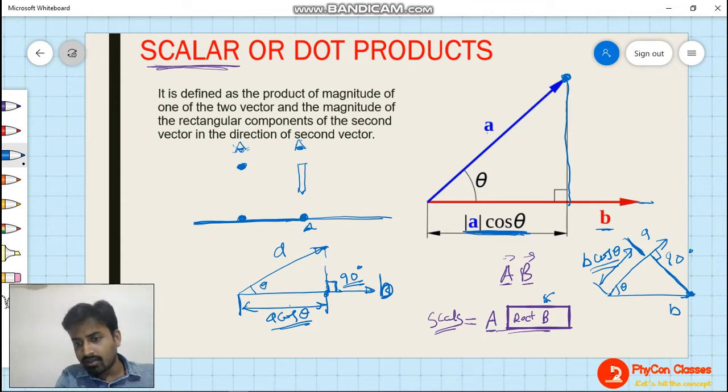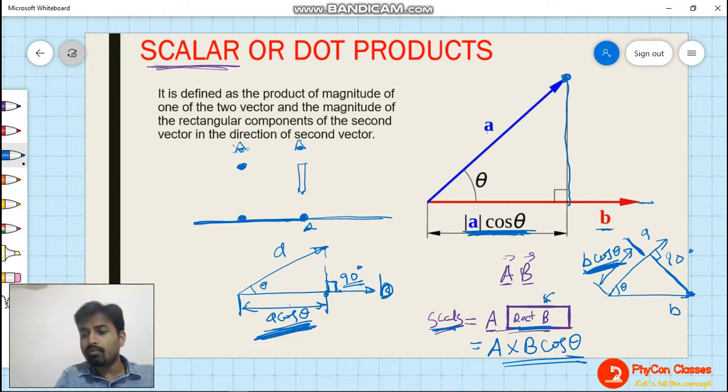Clear? So here this scalar product is going to be the magnitude of one of the vectors multiplied with the rectangular component of another vector. So that rectangular component is always coming out to be cos theta. The magnitude multiplied with cos theta. So this will be B cos theta. Understand? So in both ways we can write the formula. So this A dot B, I'll just write the formula somewhere. You need to make a note for this.